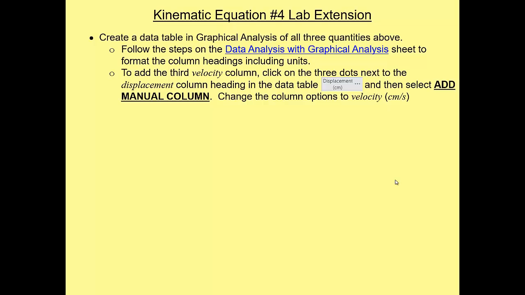To get the third velocity column in there, you need to go on graphical analysis and click on the 3 dots next to the displacement column heading, which hopefully you've put in there. That'll be the y-axis, I believe. No, sorry, the x-axis actually. You're going to click on that, and then it's going to give you some choices, and you're going to choose Add Manual Column. Once you do that, a third column will pop in there, and you can go in and change the column headings, format it, to be velocity in centimeters per second. So go ahead and get your data table set up in graphical analysis. Pause the video and come back when you're ready.